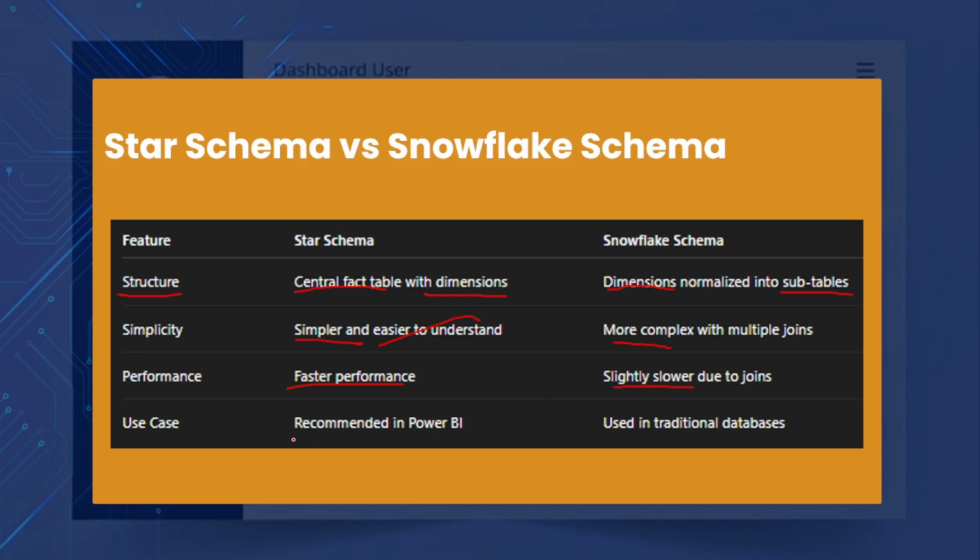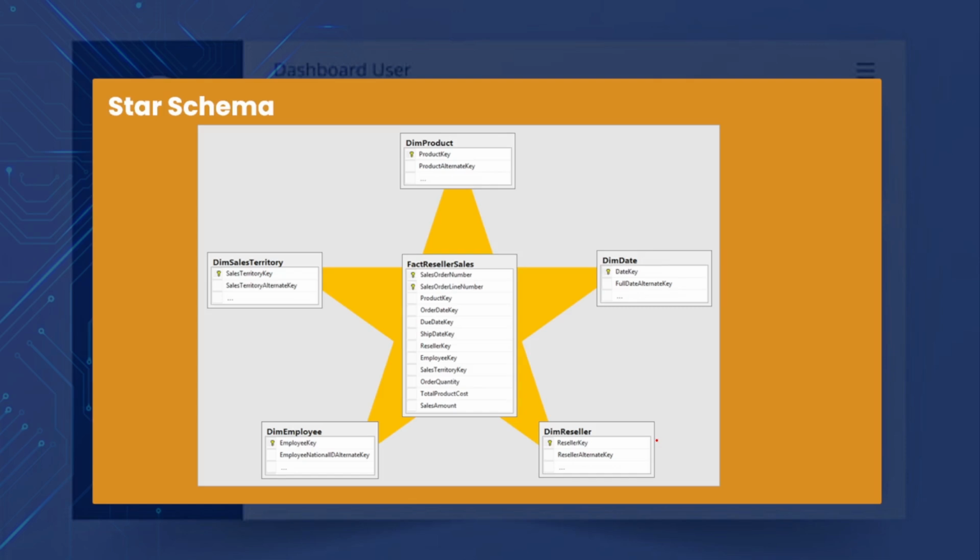Use case: when do you use a star schema? Most of the time a star schema is recommended in Power BI, while in traditional databases we use snowflake schema.